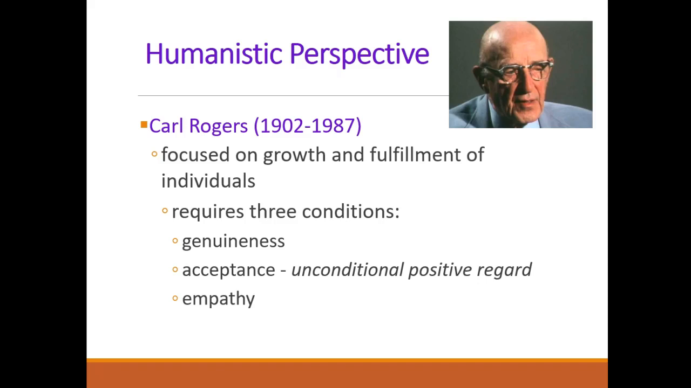We need them to be real with us and genuine. We need them to accept us, what Rogers called unconditional positive regard. And we need a sense of empathy. We need people, when they hear us and listen to us and interact with us, to try and understand what it's like to be us. Now, it's hard to argue with genuineness, acceptance, and empathy.